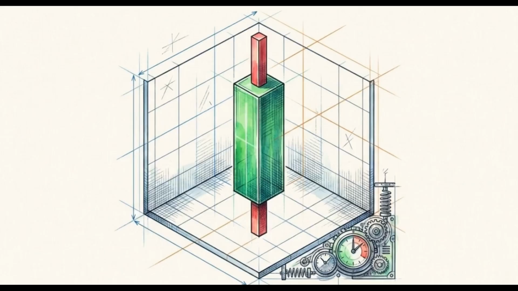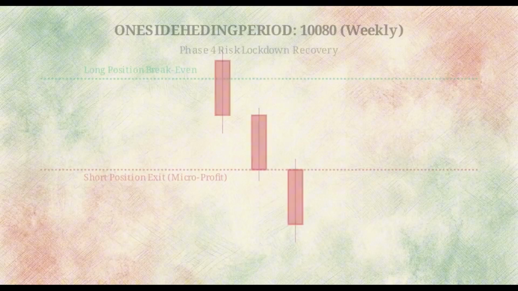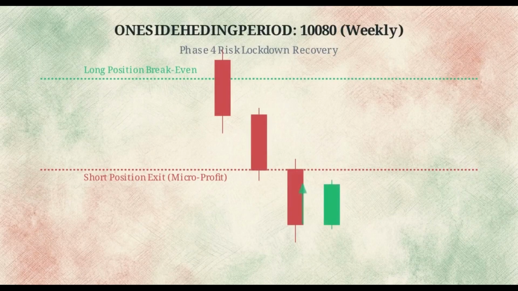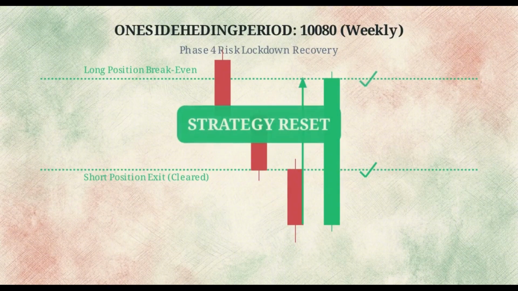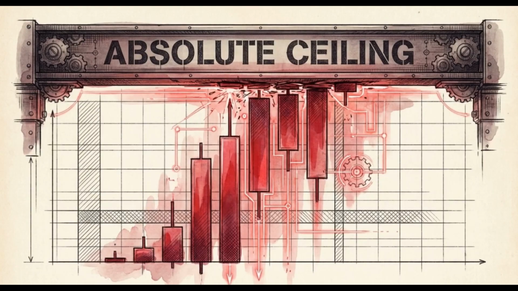The system now enters a state of pure macro patience, waiting for a verified reversal on the 7-day one-side hedging period chart candlestick. Once the macro 7-day trend shifts, the system selectively clears the short position at a micro profit and rides the new trend to clear the long position. Establishing an absolute mathematical ceiling guarantees the account is never liquidated by a sudden, prolonged market dump.